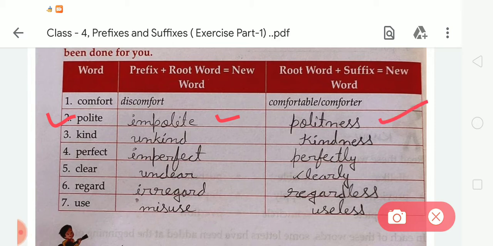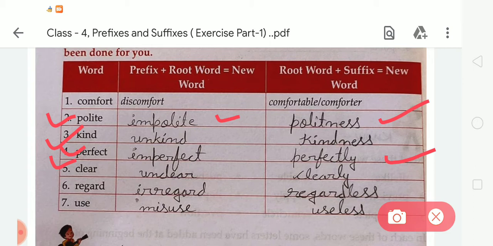As we all know, prefix means we have to add the group of letters at the beginning of words, and in suffix we have to add the group of letters at the end of the word. So in the prefix column it is impolite, and in the suffix column it will be politeness. Third is kind, so in the prefix column unkind, and suffix it will be kindness. Fourth is perfect, so it will be imperfect in prefix and perfectly in suffix. Fifth is clear, so it will be unclear and clearly.